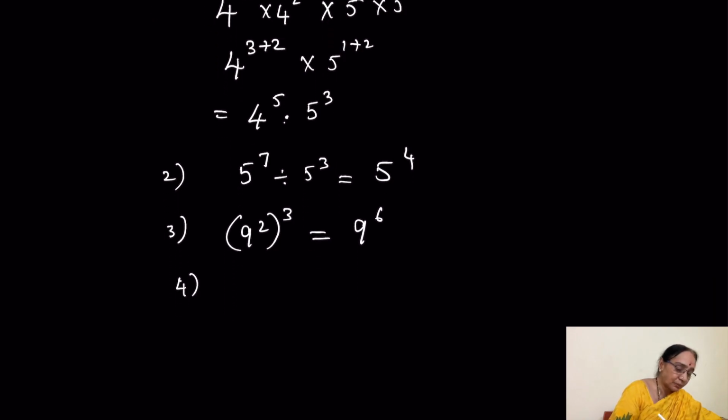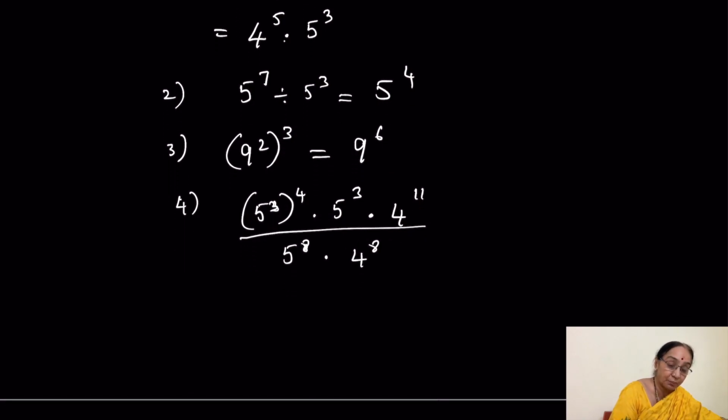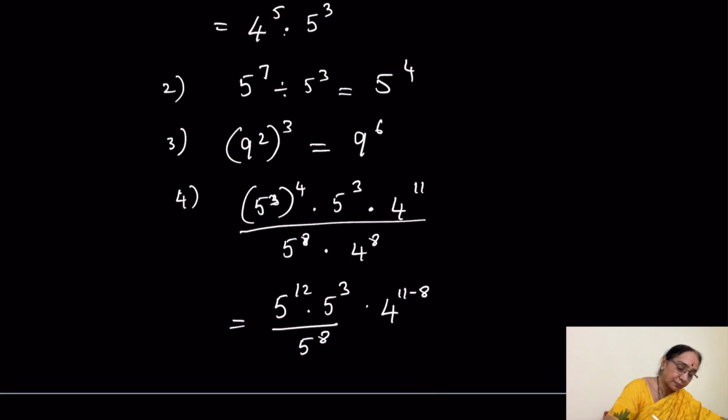Then the last one, 5 raised to 3 raised to 4 multiplied by 5 raised to 3 multiplied by 4 raised to 11 divided by 5 raised to 8 times 4 raised to 8. So select the numbers with the same base and then combine them. That's the whole idea here. So using the power rule, it is 5 raised to 12 times 5 raised to 3. And then these two, 4 raised to 11 divided by 4 raised to 8 can be combined because these are the only two numbers with base 4. 11 minus 8. Here I have 5 raised to 8.